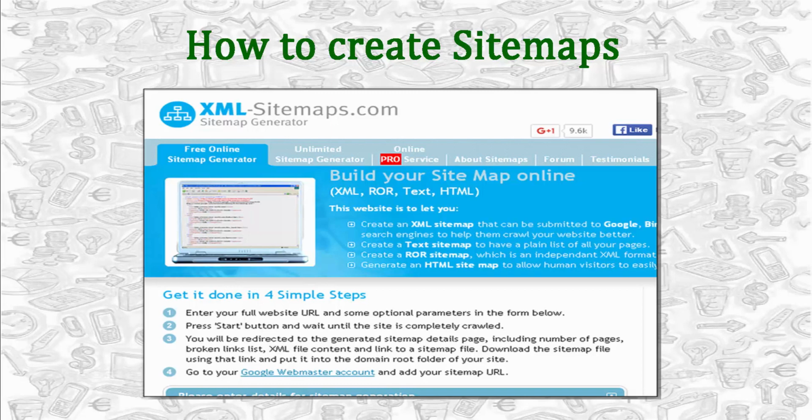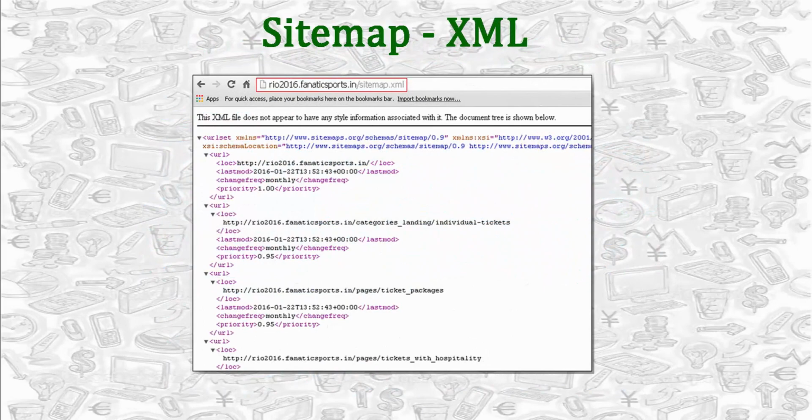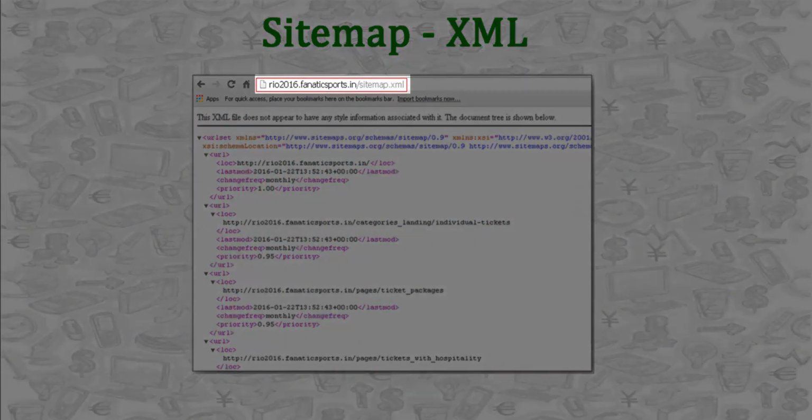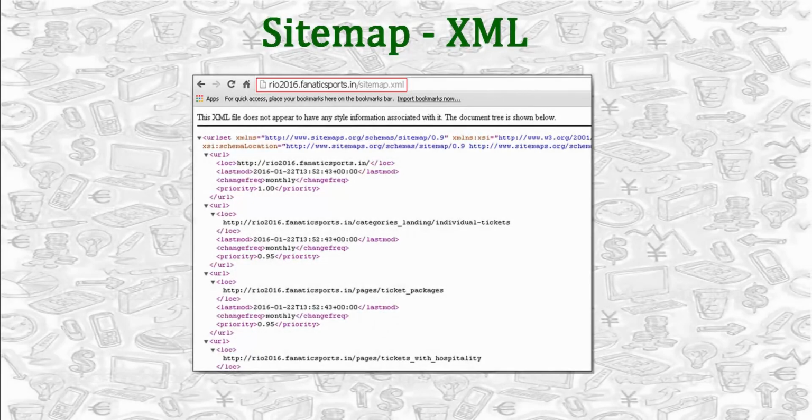Once your sitemaps are generated, you need to upload them to the root of your website. What do we mean by root? Let's take a look at the first sitemap URL. Rio2016.fanaticssports.in is the homepage URL, followed by /sitemap.xml. We have uploaded this XML sitemap to the root. It's a first level subdomain.